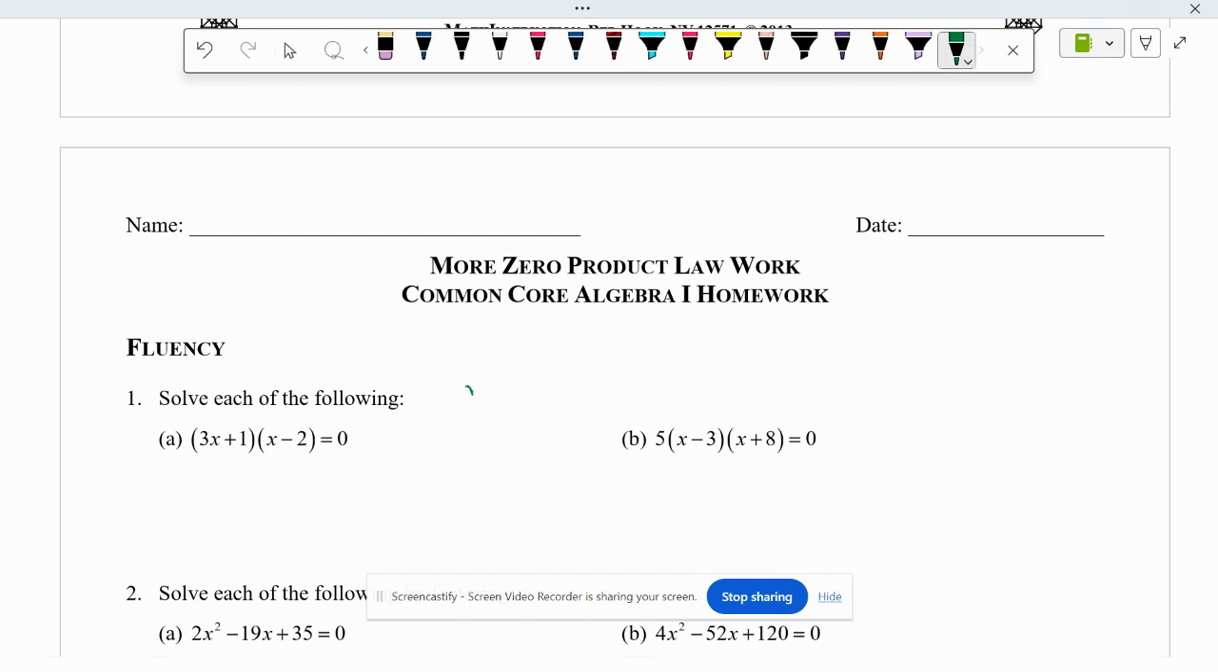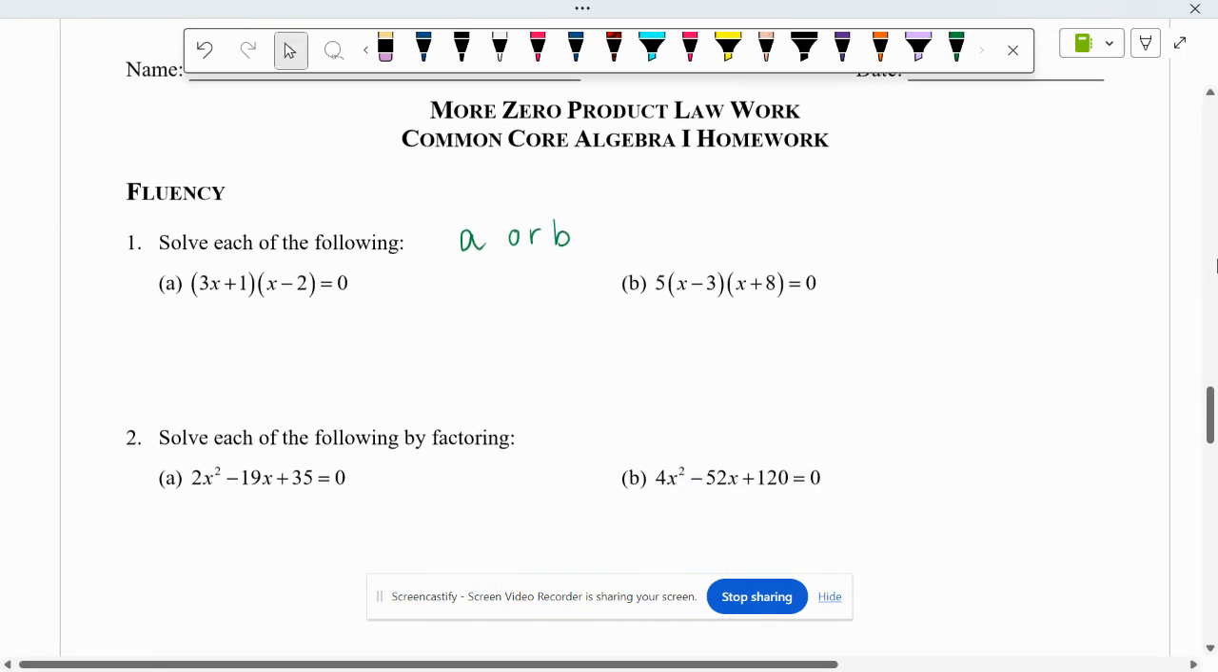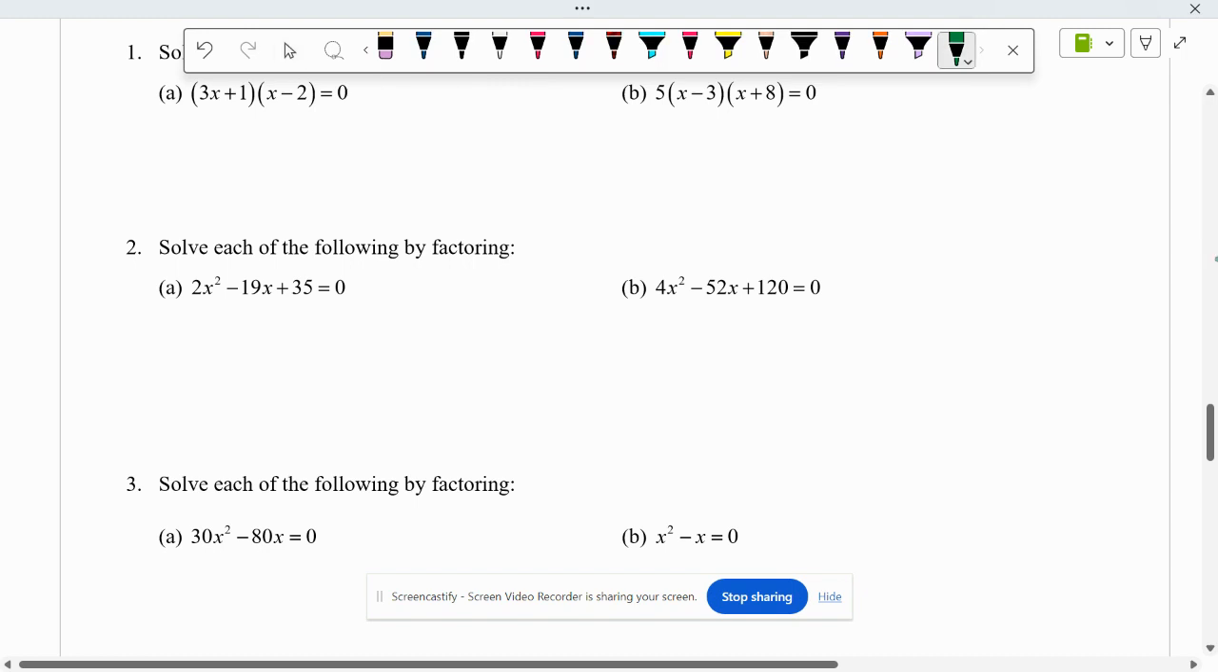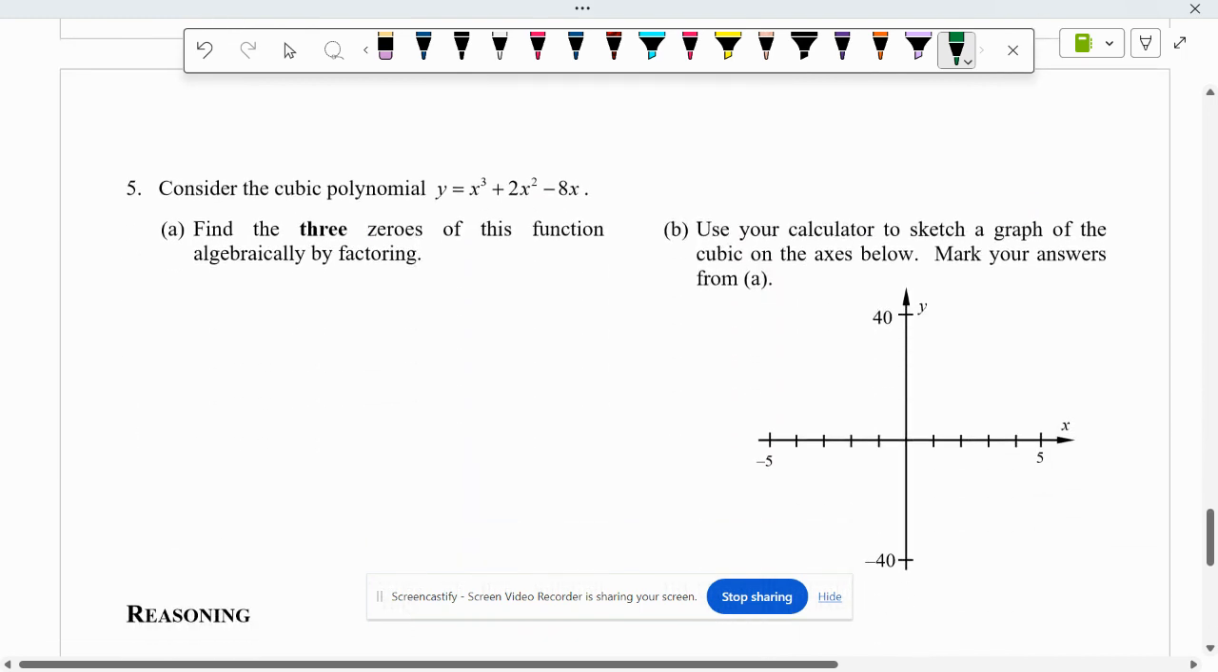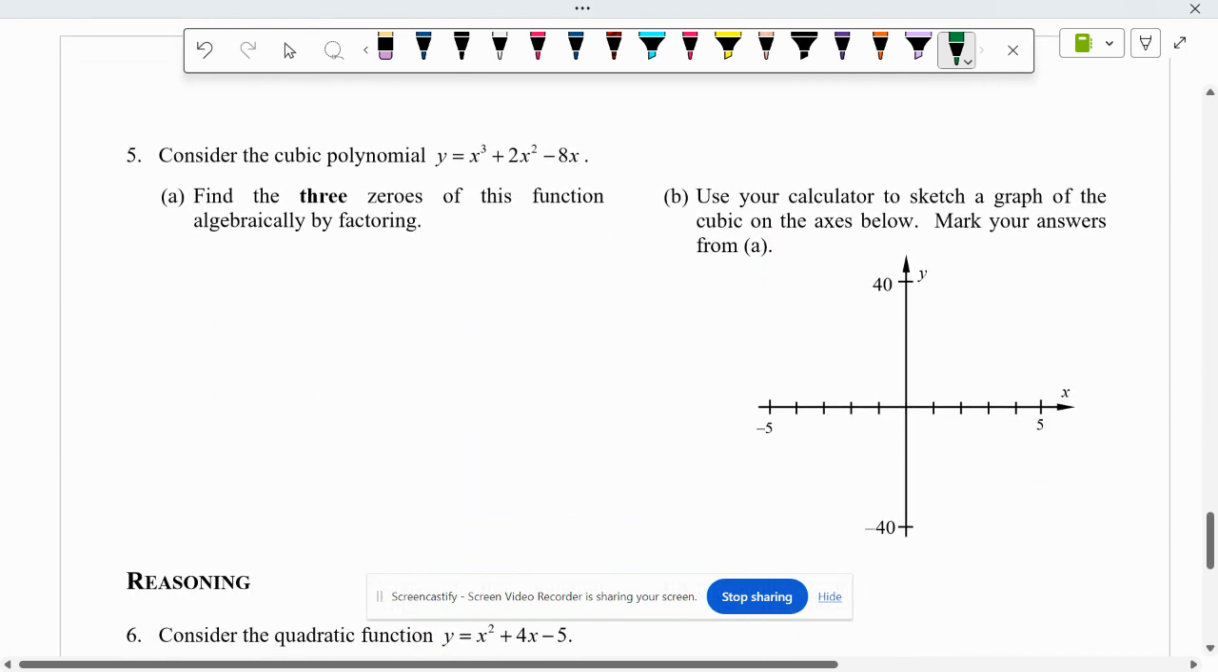Your homework is the following two pages, questions 1 through 6. I know we have a shorter class today. So you can do A or B for question number 1, A or B for question number 2, A or B for question number 3, and the same with question number 4, A or B. When you get to number 5 on the back, I want you to do all.